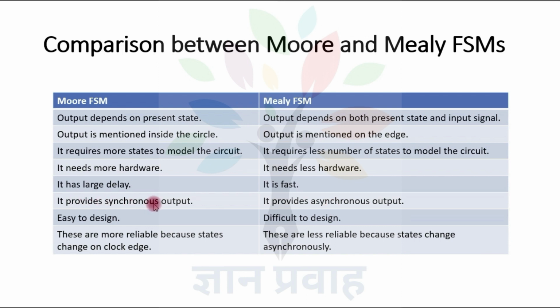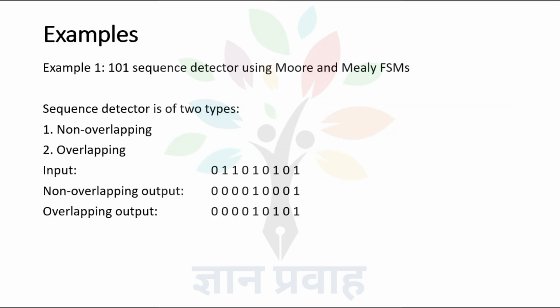Moore provides synchronous output, which means it is easy to design because output is generated at the clock edges, while Mealy is difficult to design because it provides asynchronous output, which means output is generated randomly at any time. Moore is more reliable because it provides synchronous output. Mealy is complicated or less reliable because states change asynchronously.